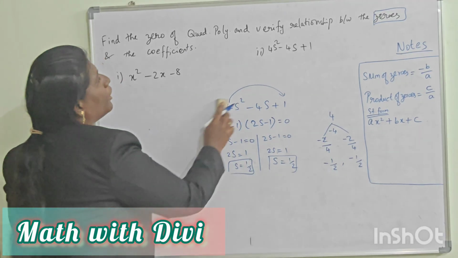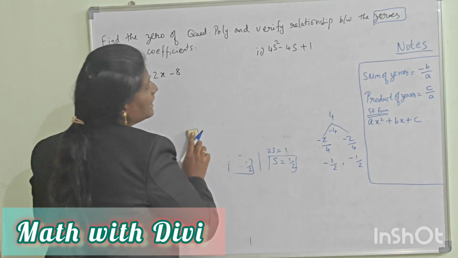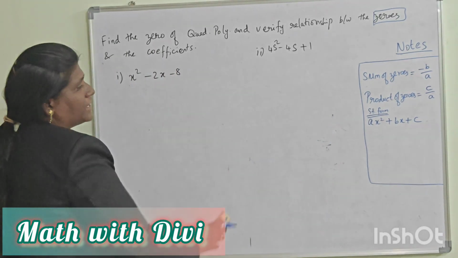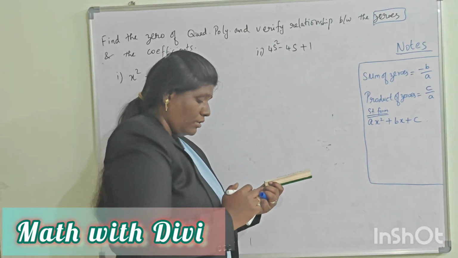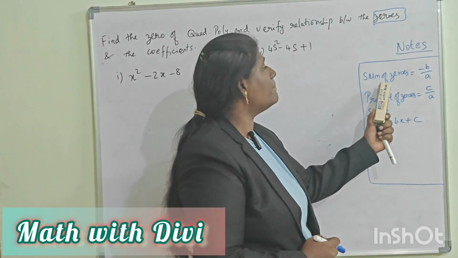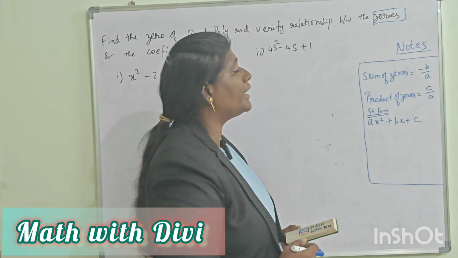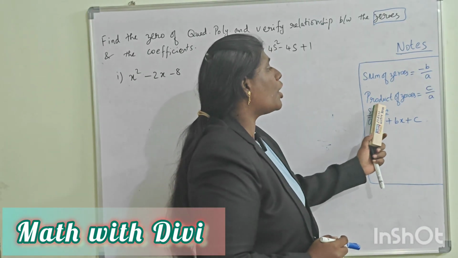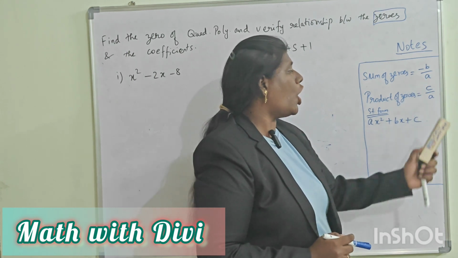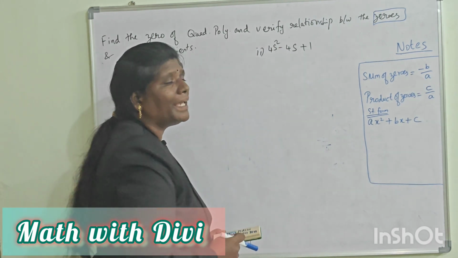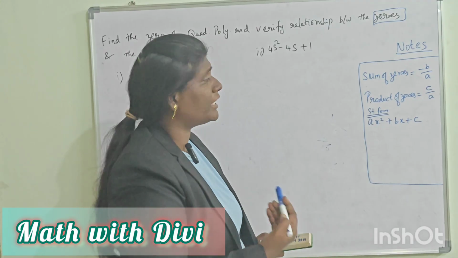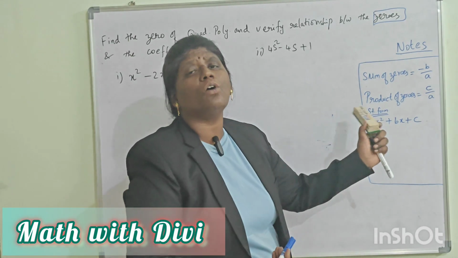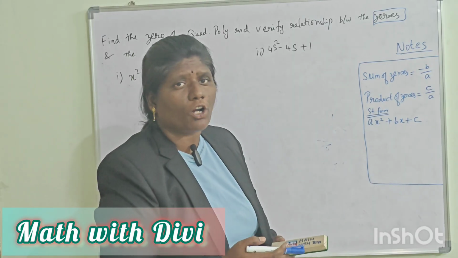Now, let's move to the sum. Find the quadratic polynomial and verify the relationship between the zeros and the coefficients. Here, we have the formula. Sum of zeros will always be minus b by a. Product of zeros will always be c by a. What is b? Coefficient of x. What is c? It is a constant. What is a? It is the coefficient of x square. That we all know, right?